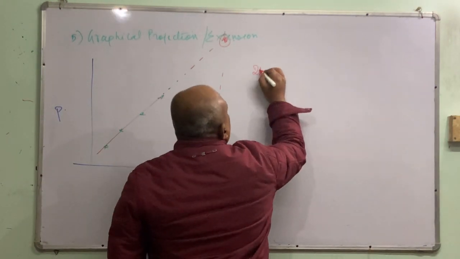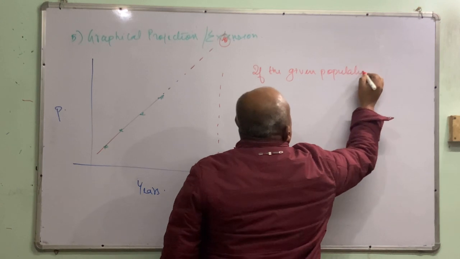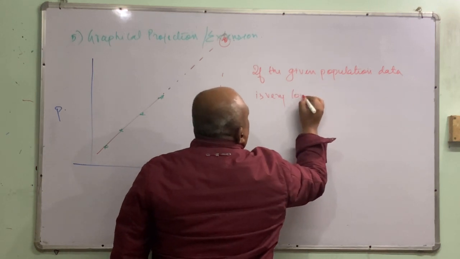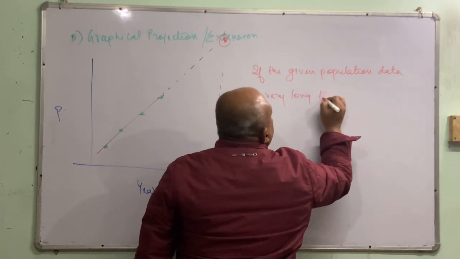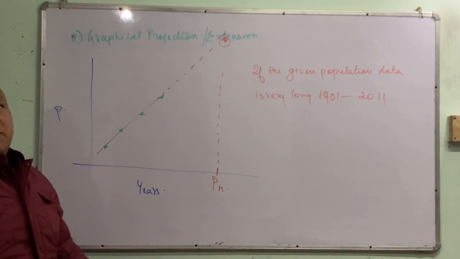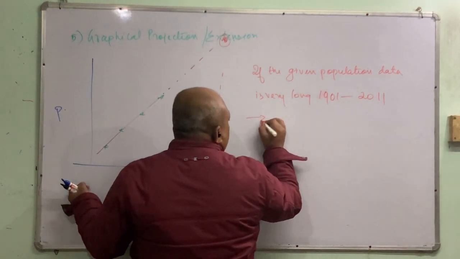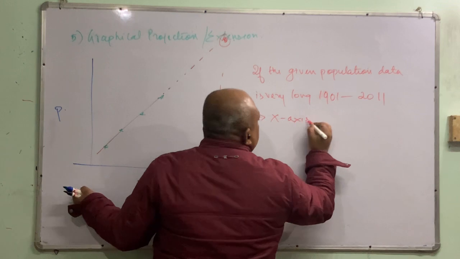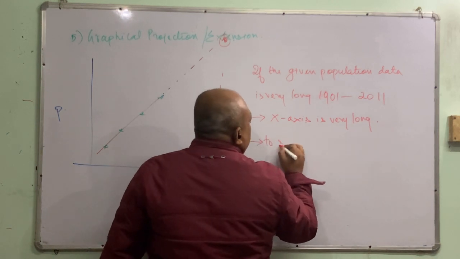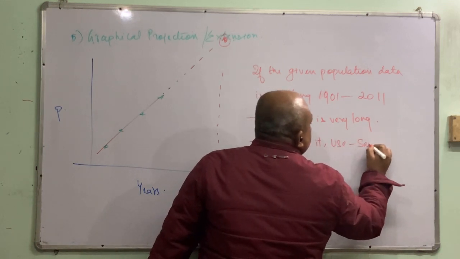Only one point is if the given population data is very long. Long, say for example, 1901 to 2011 it's given. Can you draw the graph? It may be difficult, right? Or it may not be in decades, it may be in years. So if the graph is very long, what happens is your x-axis is very long. To shorten it, use a semi-log graph.